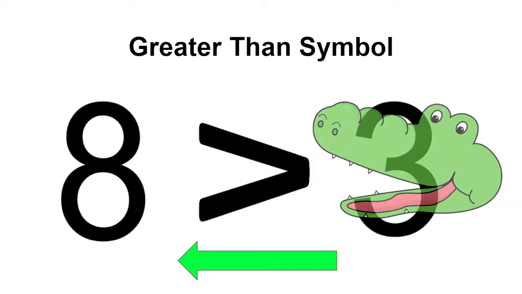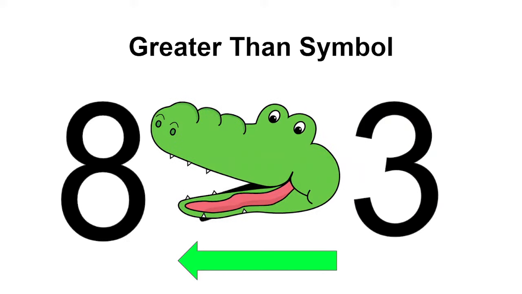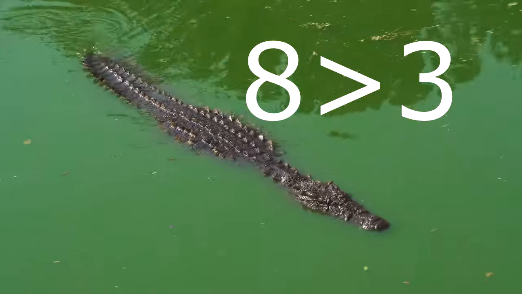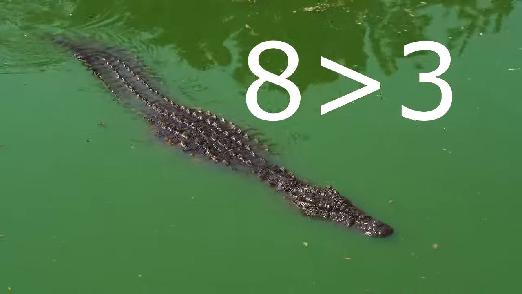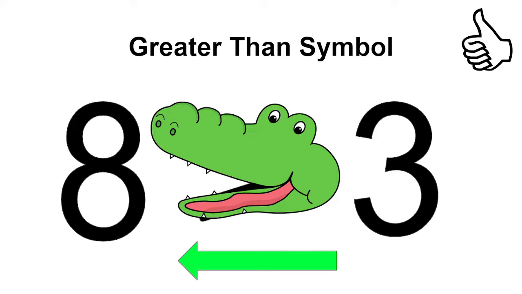Some people think it looks like an alligator head, and the alligator just went right by the little number and wants to eat the bigger number. 8 is greater than 3. If you think my alligator is cute, I'd like for you to give him a big thumbs up.